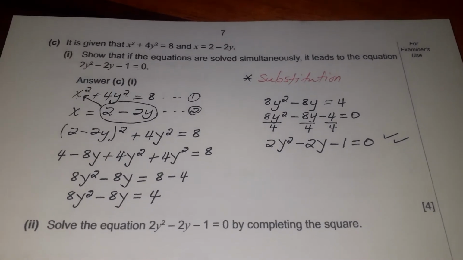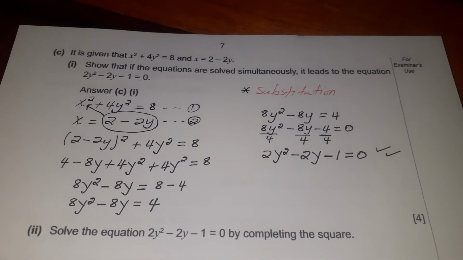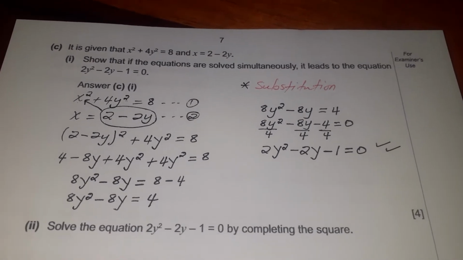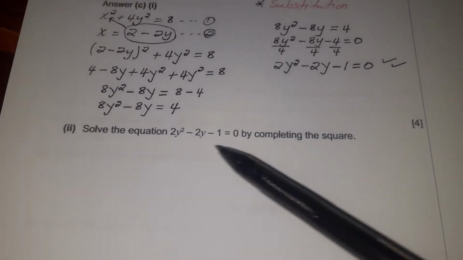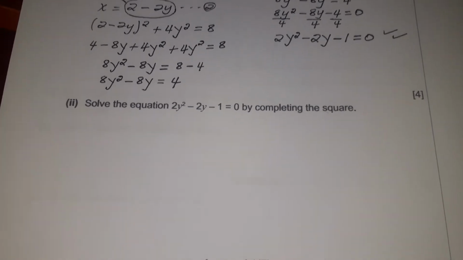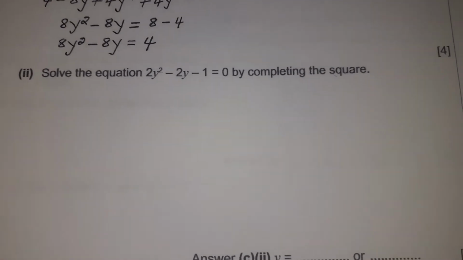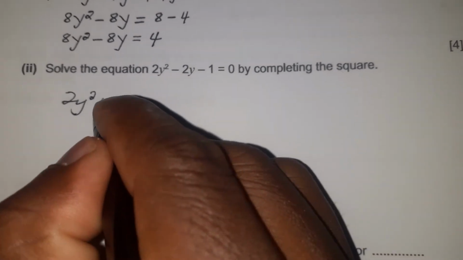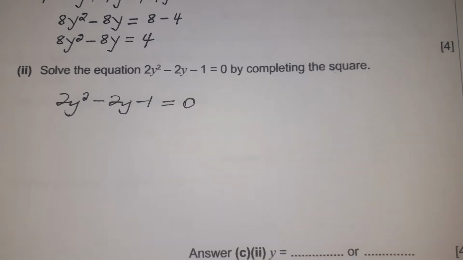In the previous video, we showed that the two simultaneous equations, if they were to be solved simultaneously, could arrive at that equation. In this video, we now want to solve the equation that we have here by completing the square. Let's quickly rewrite the equation. We have 2y squared minus 2y minus 1 equals 0.